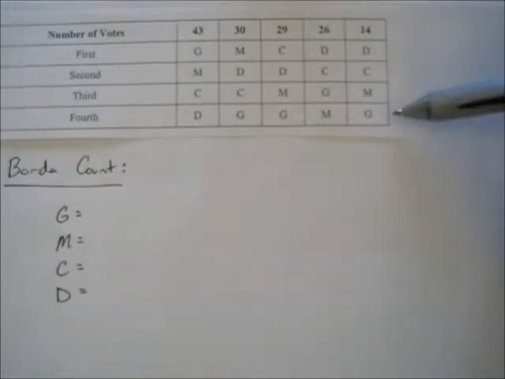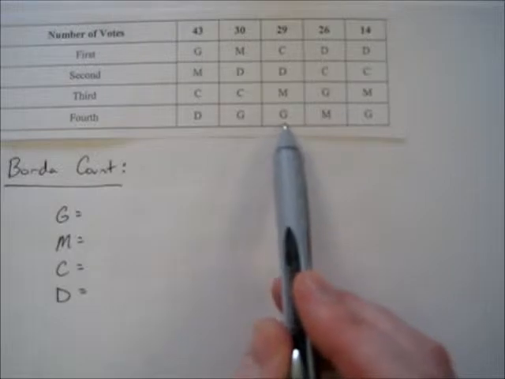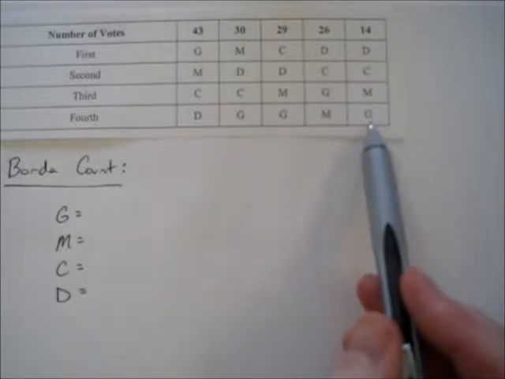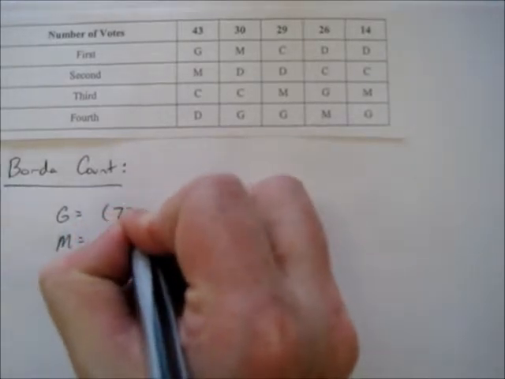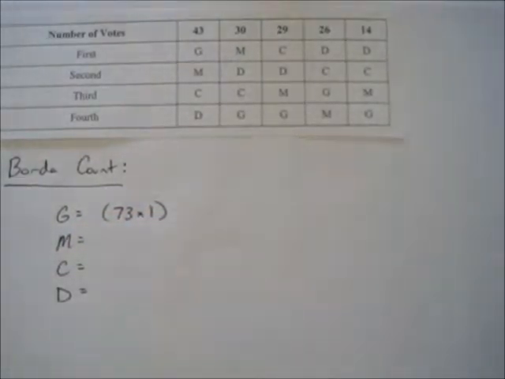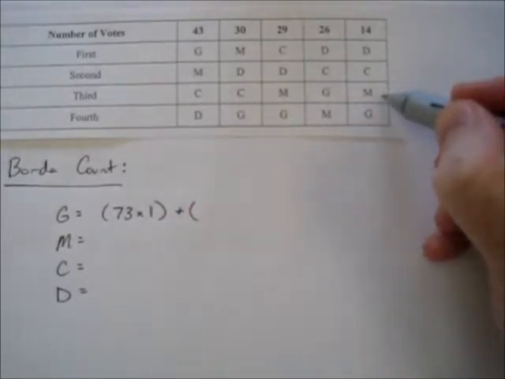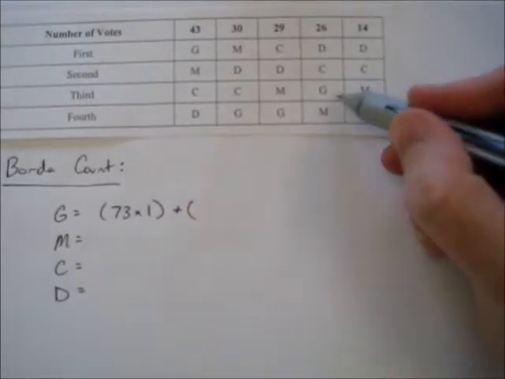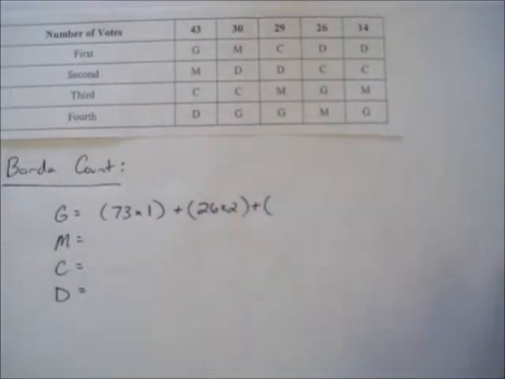So we need to see how many last place votes Gateway had. Well, these 30 people voted Gateway last, as did these 29, as did these 14. So together that's 73 people who voted them last. So each of those 73 votes is worth 1 point. Then in the third place, or you go up one row, we had 26 people who put Gateway there. So those votes are worth 2 points.